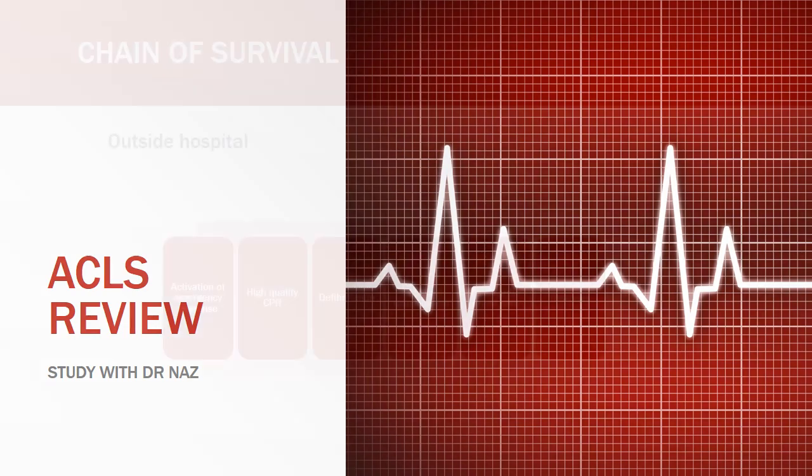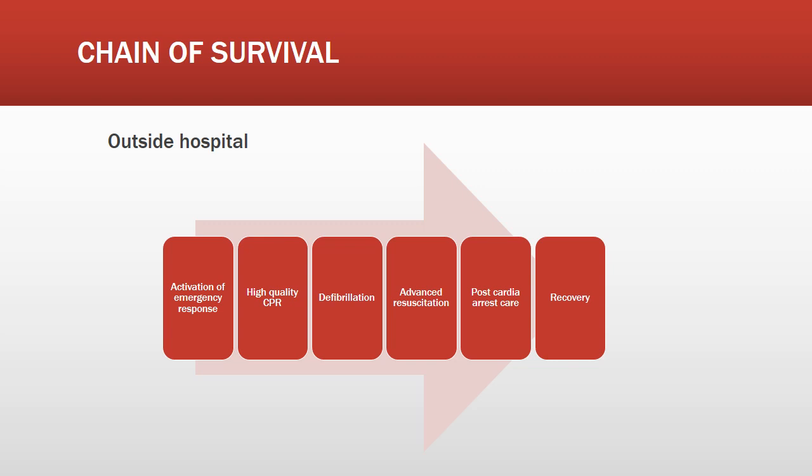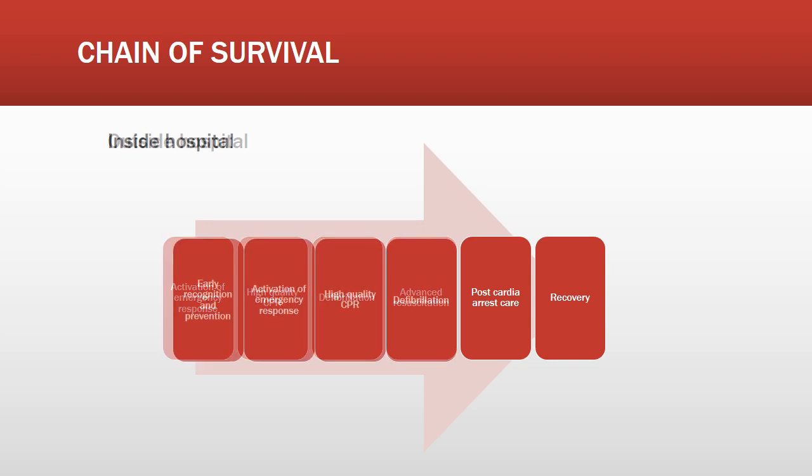So be with me. First of all, we need to know about this chain of survival, and there are two settings: outside the hospital and inside the hospital. Outside the hospital, the first one is activation of emergency response system, then start high quality CPR, then defibrillation, advanced resuscitation, post cardiac arrest care, then recovery. In hospital, it is early recognition and prevention, then activation of emergency response, high quality CPR, defibrillation, post cardiac arrest care, and then recovery.